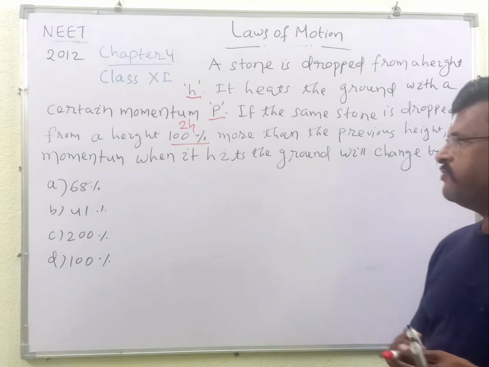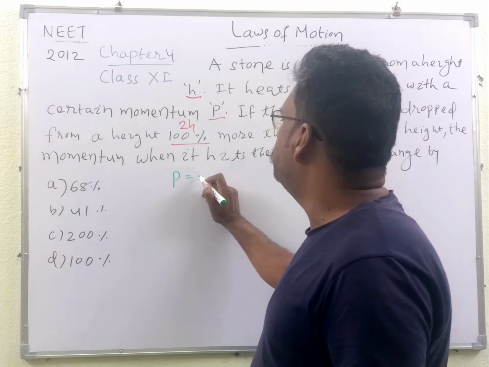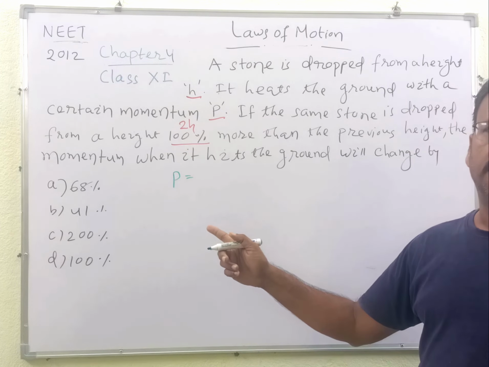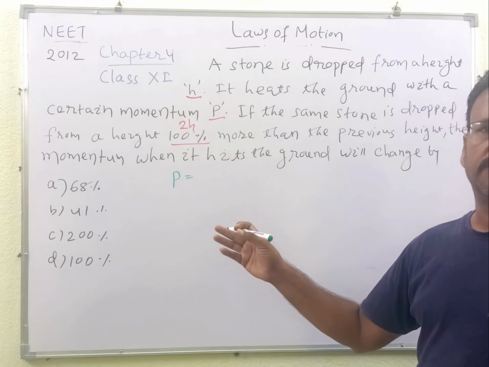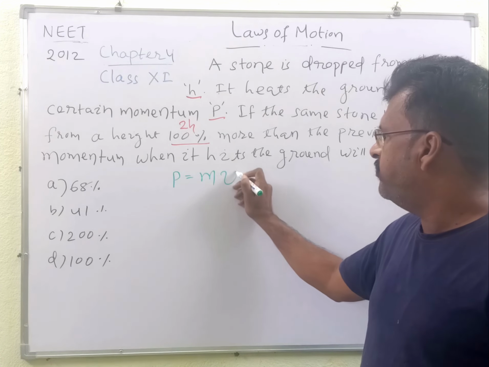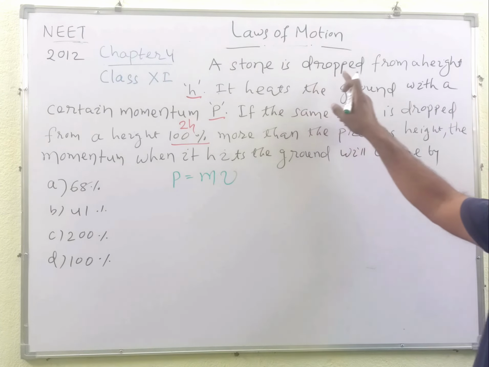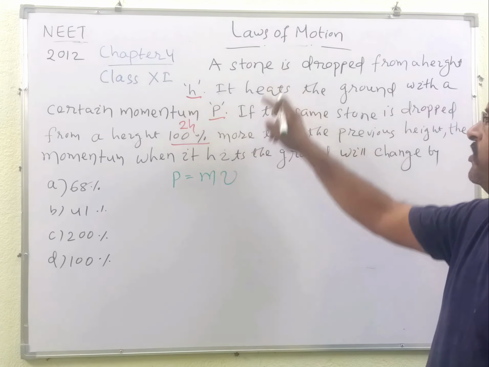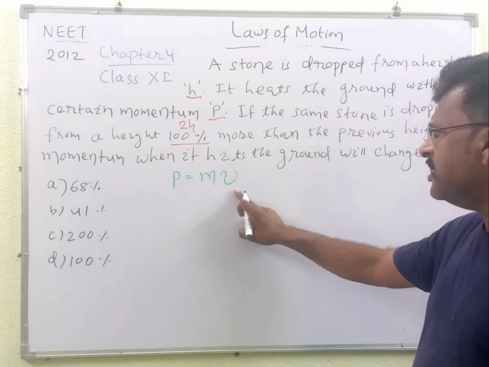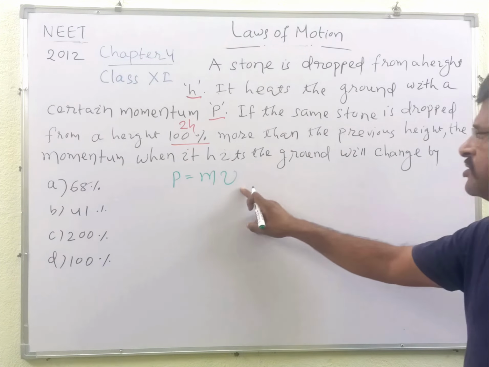What is the formula for momentum? Momentum p is the quantity of motion contained in a body, and that is mathematically equal to mv. We have studied this. So let the mass of the stone be m. It is not given, so let us assume it is m. And what is v? It is dropped from a height of h.